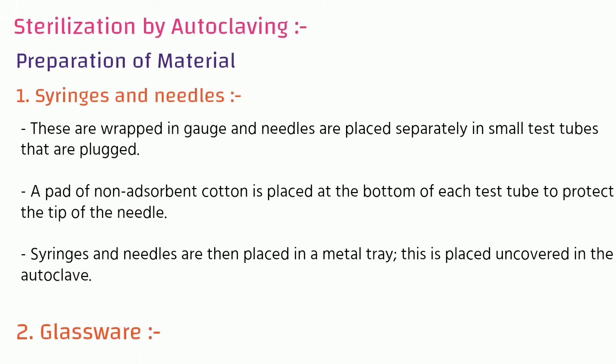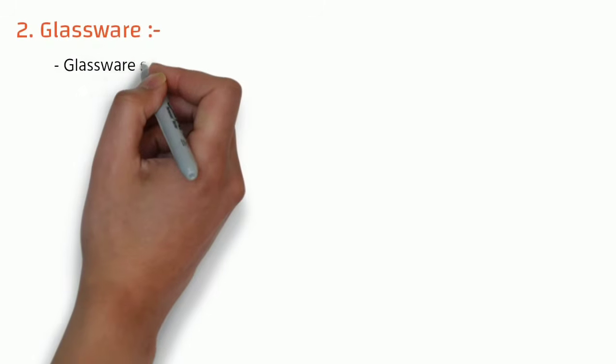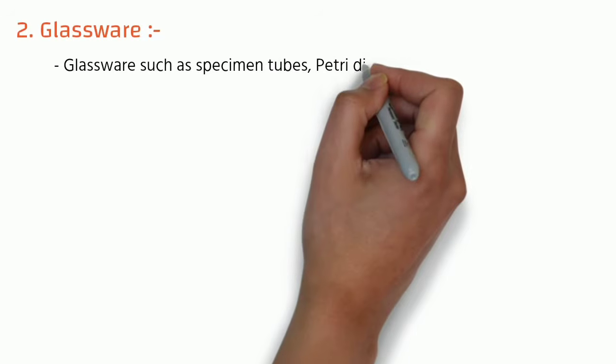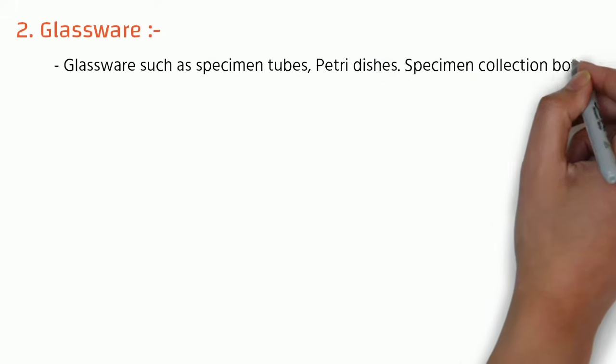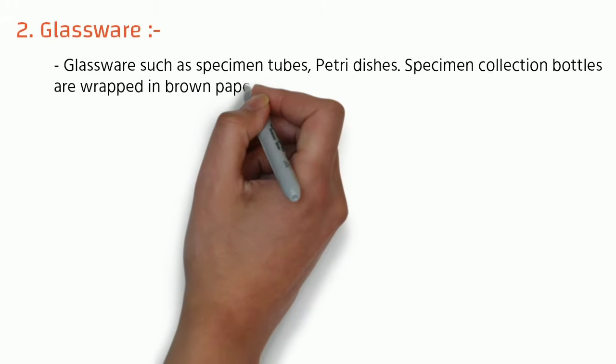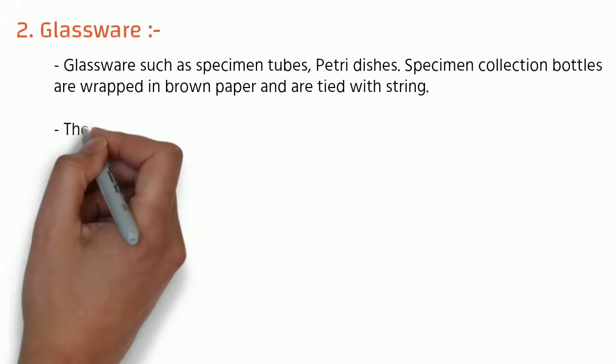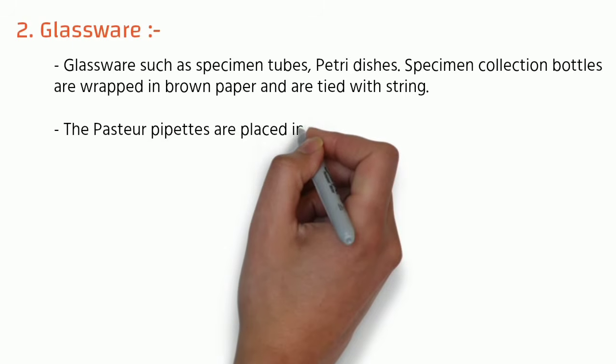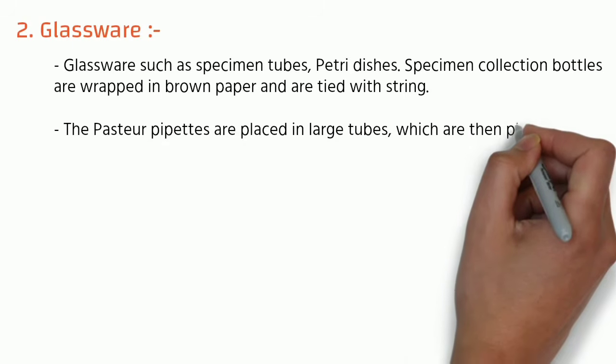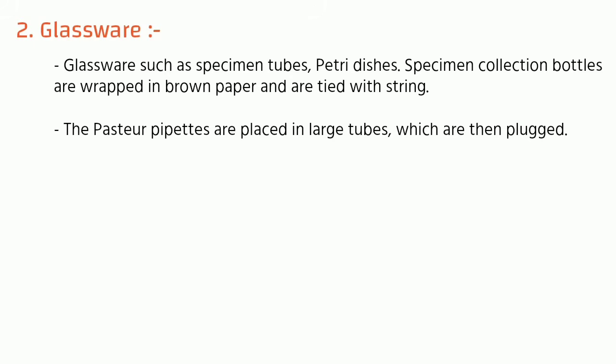Sterilization of glassware. Here glassware such as specimen bottles, petri dishes, and specimen collection bottles are wrapped in brown paper and tied with string and rubber bands. The pasteur pipettes are placed in a large tube which is then plugged.